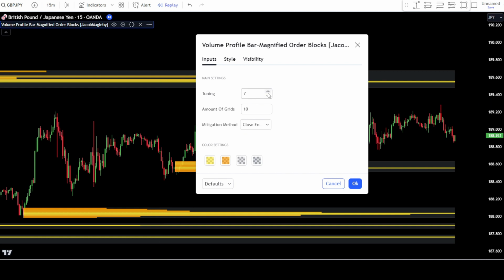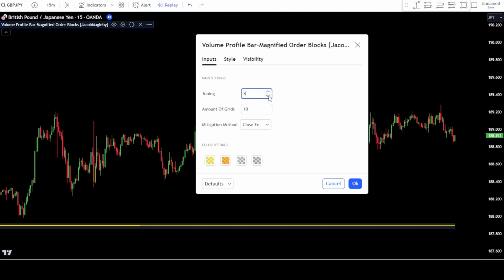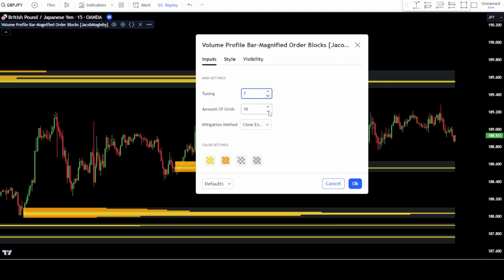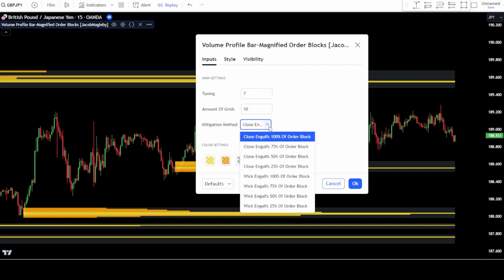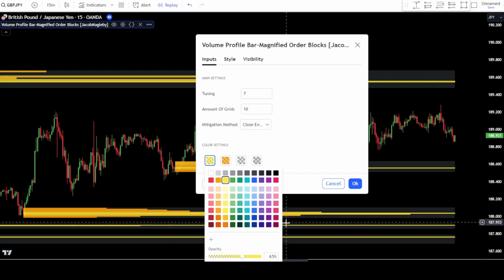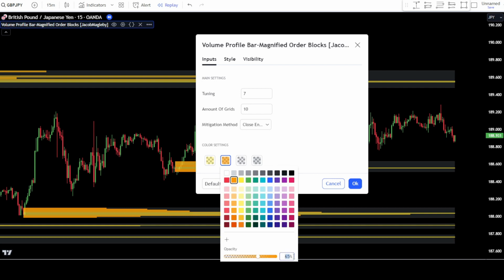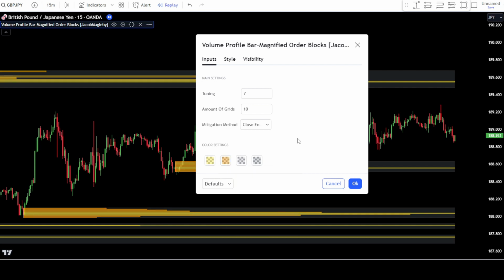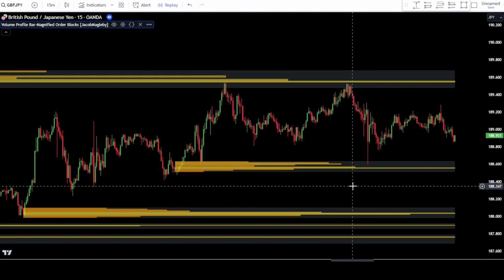The Tuning section adjusts the sensitivity of order block detection. You can also adjust the number of bars in the volume profile using the amount of grid setting. Finally, you can customize some settings in the Mitigation Methods section. For this example, let's stick with the default settings for the volume profile bar magnified order blocks indicator. However, feel free to adjust the color of the volume profile bars according to your preference. Once you're done, click OK to confirm the changes.